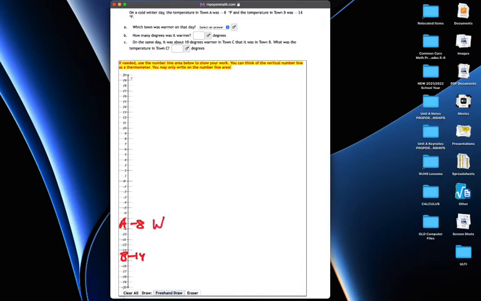Well, obviously, town A is warmer. And then the next question is, how many degrees was it warmer? Well, we could count simply 1, 2, 3, 4, 5, 6. So it is 6 degrees warmer.